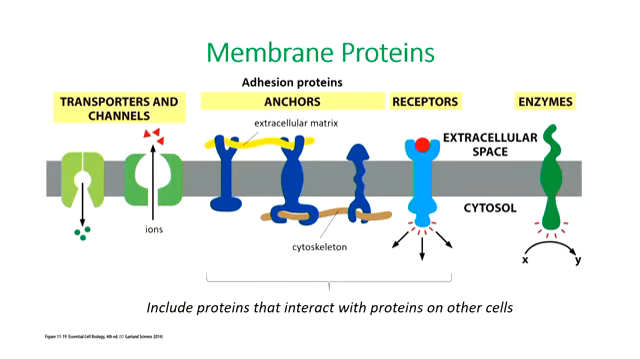Anchors or adhesion proteins link cells to things that are outside. Those can be components of the extracellular matrix, the non-cellular part of the environment that surrounds a cell, or they can be proteins on other cells. Cells are linked to other cells. That's how we form tissues. That's how tissues form organs.